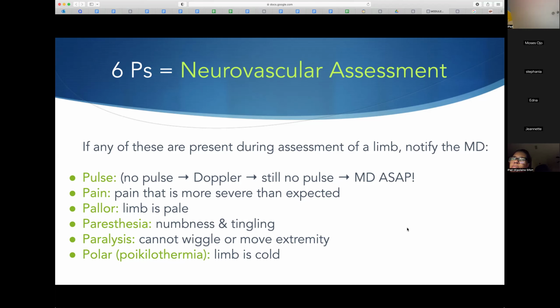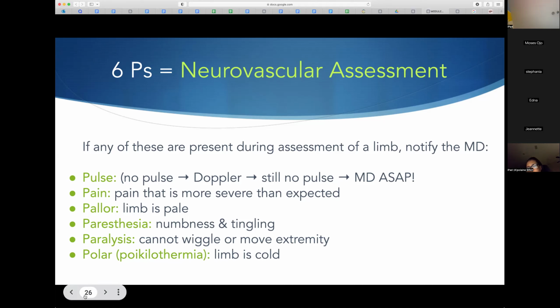You want to assess the pain level. If the pain is more severe than what you expected for that injury, you would want to alert the healthcare provider. If the extremity is pale or has numbness or tingling, or the patient cannot wiggle or move that extremity, alert the healthcare provider. Also, if it's cold as well. Because remember, we're warm-blooded. Where there's blood, there should be warmth. So where there's paleness and cold, that means there's no blood getting there. That limb is going to die if we don't try to figure out what's going on. Okay? Please, please, please memorize your neurovascular assessment.